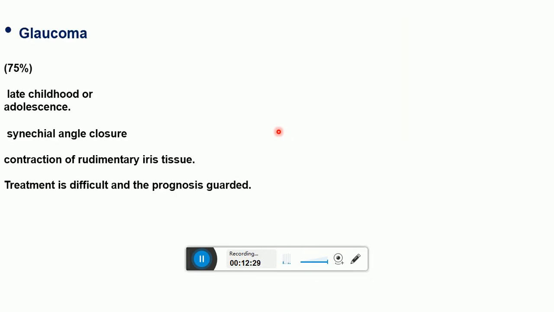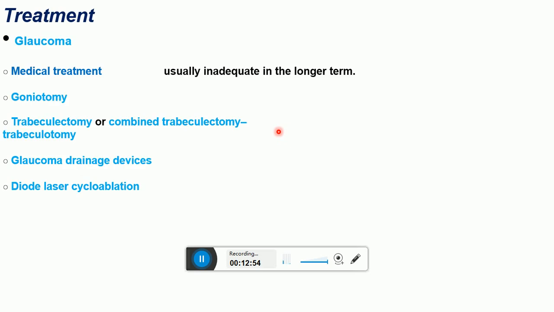Glaucoma occurs in 75% of patients and usually presents in late childhood or adolescence. It is caused by synechial angle closure secondary to contraction of rudimentary iris tissue. Treatment is difficult and the prognosis is guarded. Glaucoma is medically treated, but it is usually inadequate.